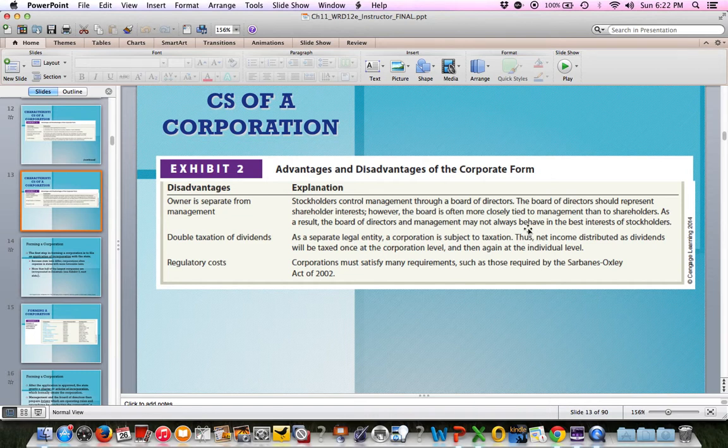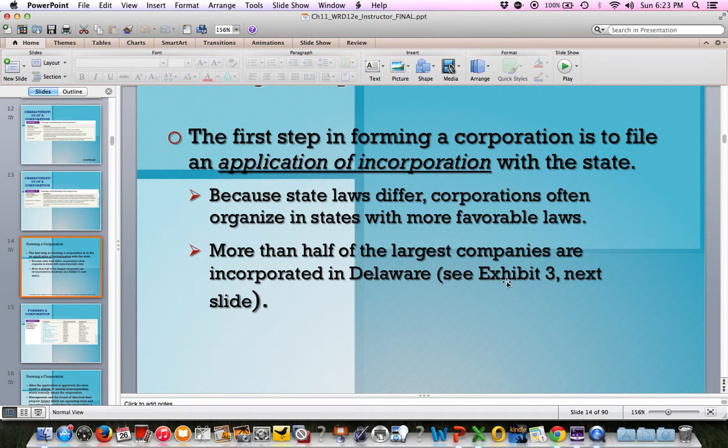And the double taxation of dividends that I mentioned, and the regulatory costs. It's very expensive to have the corporate form because of the legal and reporting requirements. You have to be audited. You have to adhere to Sarbanes-Oxley laws. It's a very expensive form. It might cost you a couple million dollars a year in terms of the extra accounting, audits, legal costs, and reporting costs just to be a corporation. So it's not a cheap thing to start. So you want to make sure your corporation can obviously support those expenses.